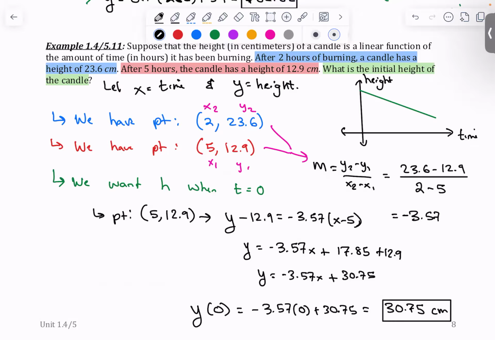Another thing, just one more note, is that technically speaking, you didn't even need to plug in 0. That's the y-intercept. So you automatically know that it's 30.75. That's another way to do it, but either way. Okay.